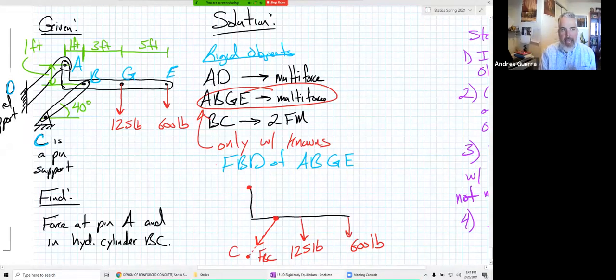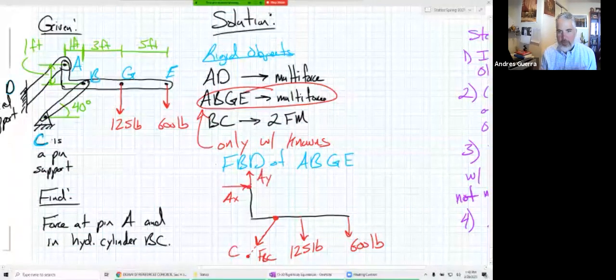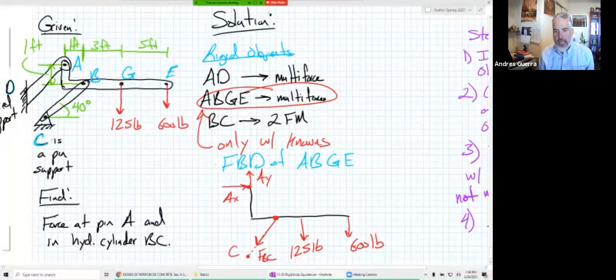FBC. At A, that is a multi-force member connected to another multi-force member. I don't know where the line of action goes. It's only when we know where the line of action goes that we draw it as an FBC. Now at A, I'm going to draw this as an AX and an AY. I'm not worried about what direction I'm drawing them in. I'm just arbitrarily picking. I can pick any direction because my math will tell me if it needs to go in the opposite direction. So we have AX and AY. There are our three unknowns: AX, AY, and FBC for this problem.